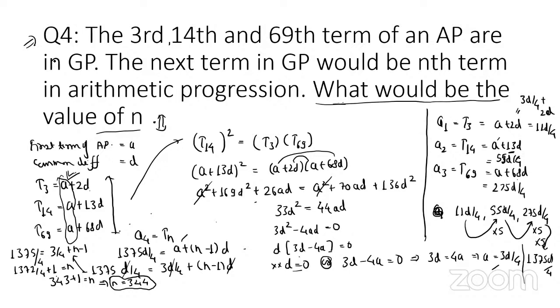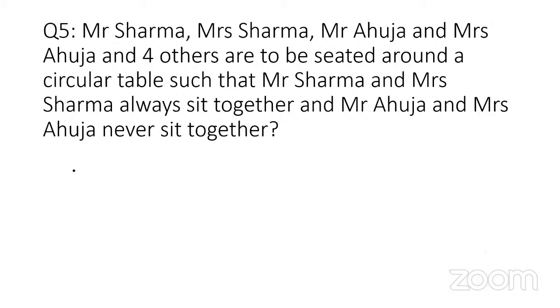Next question is this. This was a very simple question. I expected most of them would have solved this. Let's see, guys, how can we solve this? We are given Mr. Sharma, Mrs. Sharma, Mr. Ahuja, Mrs. Ahuja, and 4 others to be seated around a circular table, such that Mr. Sharma and Mrs. Sharma always sit together, and Mr. Ahuja and Mrs. Ahuja never sit together.